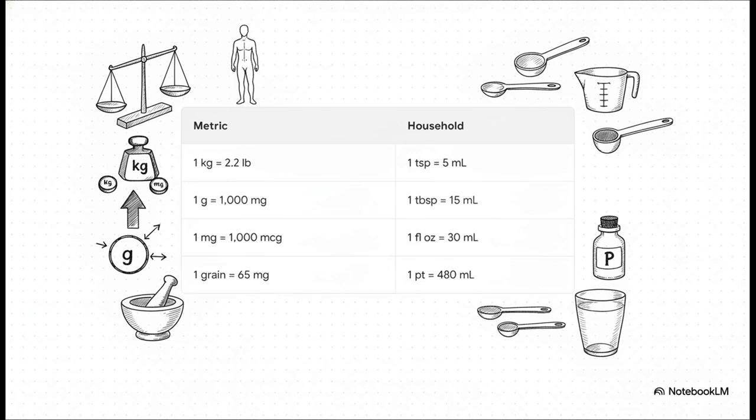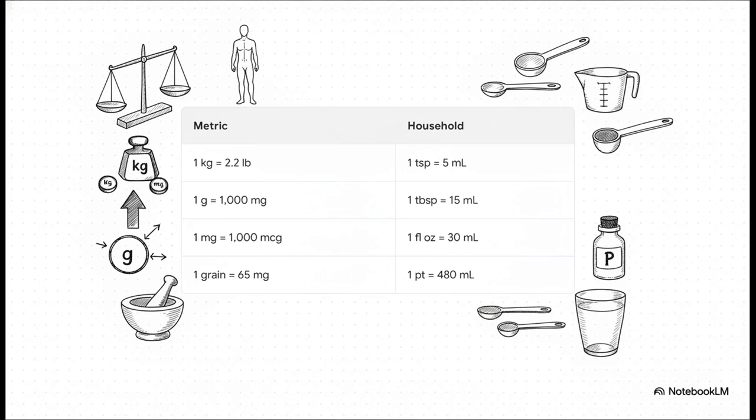Now, let's talk about your non-negotiables. For the metric system, just remember this simple tip. Metric moves by thousands. 1 kilogram is 2.2 pounds. 1 gram is 1,000 milligrams. 1 milligram is 1,000 micrograms. And for the household side of things, household units simply must be memorized.